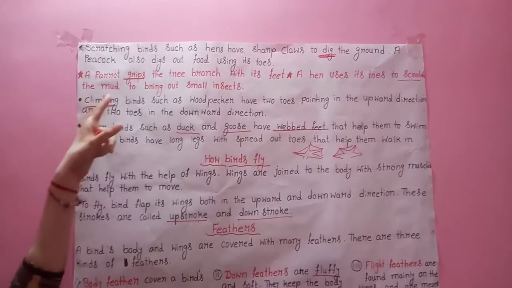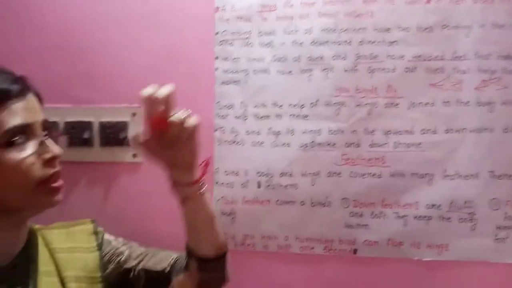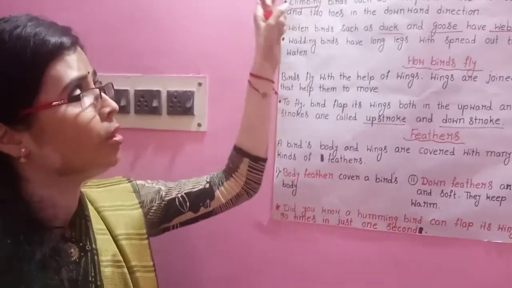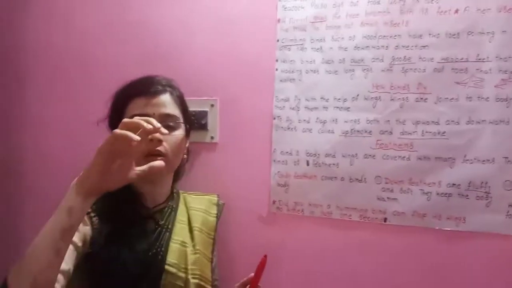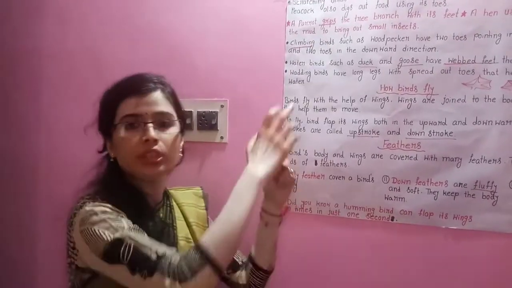Next one is the parrot's grip. Grip means hold something. A parrot grips the tree branch with its feet. So what is the function of the feet of a parrot? A parrot holds the branch of a tree with its feet.